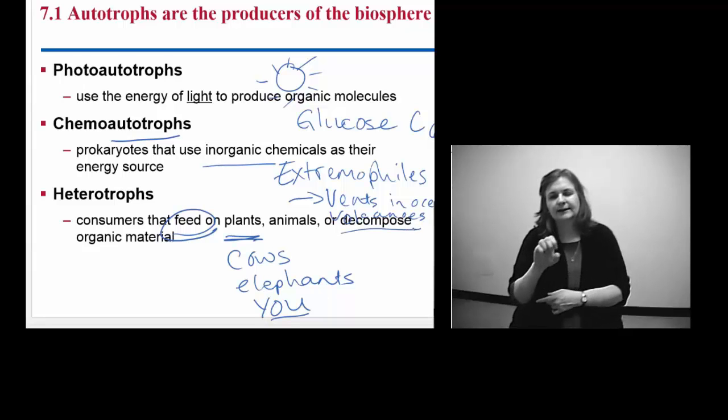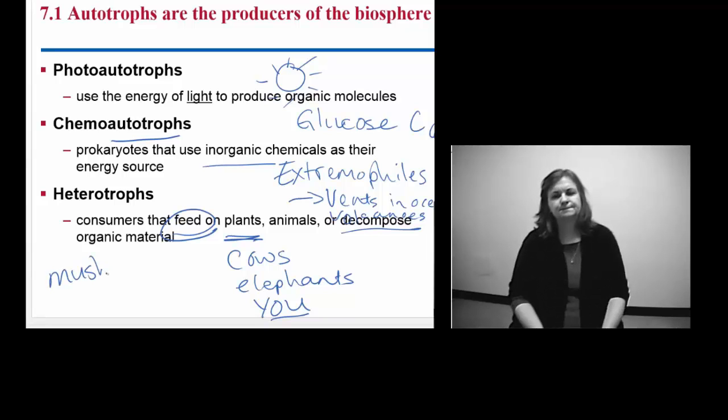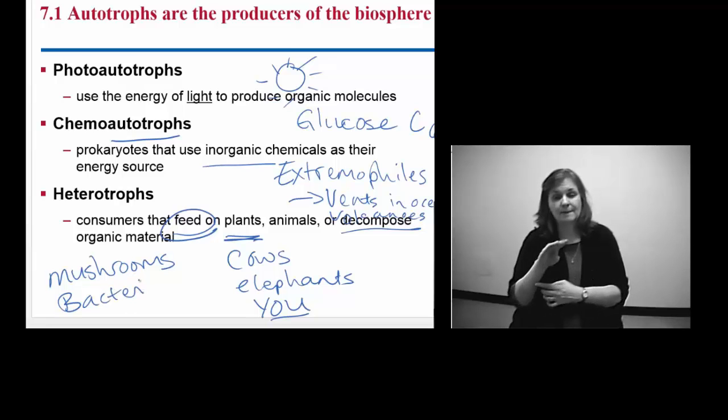We'll also talk about decomposers. One of the primary decomposers that you would be familiar with would be mushrooms. We also can put bacteria in this category. You'll see that bacteria take on a lot of roles as we go through these different processes.